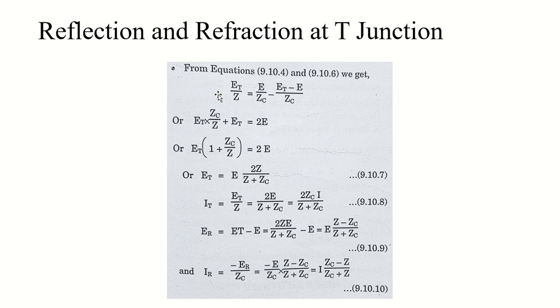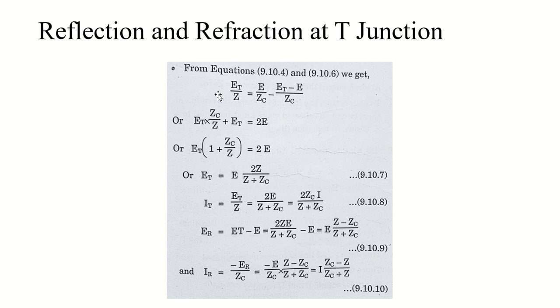If ZC is greater than Z, then the voltage wave will be negative and the current wave will be positive. And if Z is greater than ZC, which is the opposite of the previous case, then the voltage will be positive and the current will be negative, right? So this is your refraction at T junction.